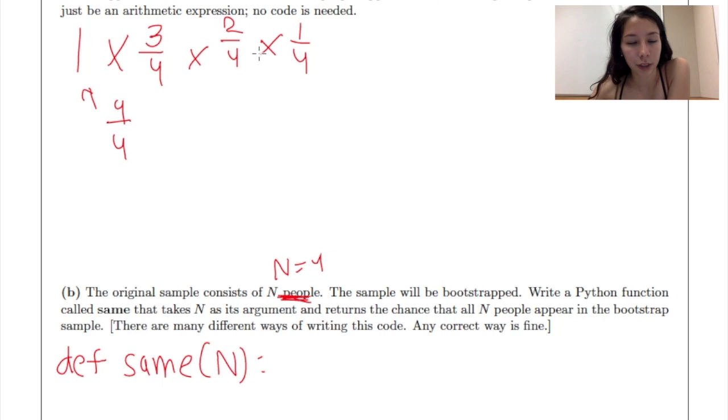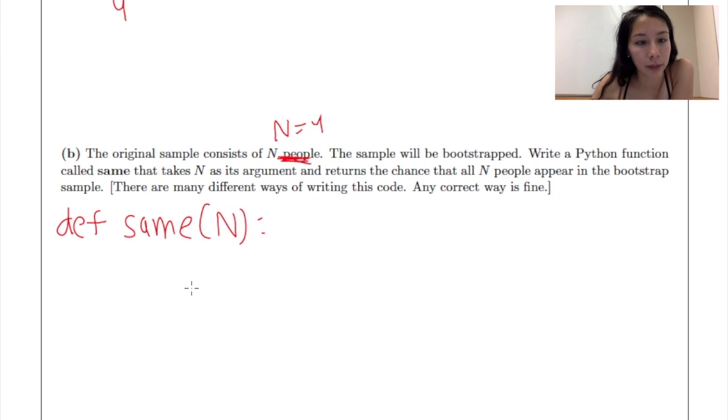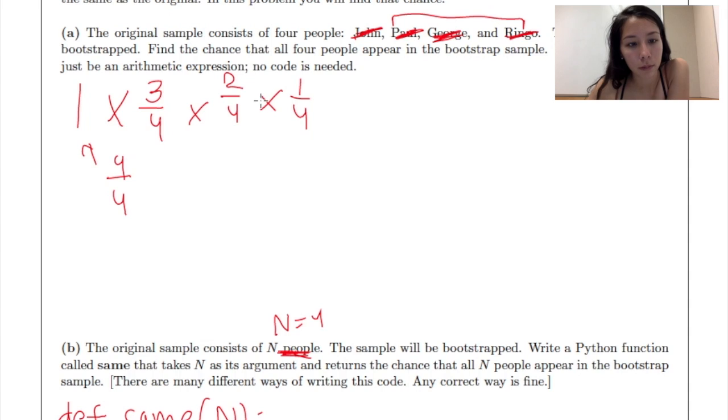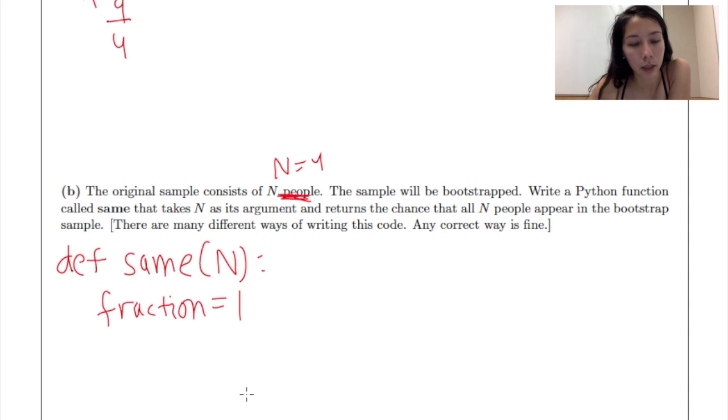So what I started out with is I defined something called fraction, which is going to be something that I'm going to change in the for loop. And I'm just going to define that as a fraction, which starts as 1. And we're just going to be multiplying that by different numbers as we go through. Alright, so we're going to go into the for loop. So let's do for i in np.arange n.